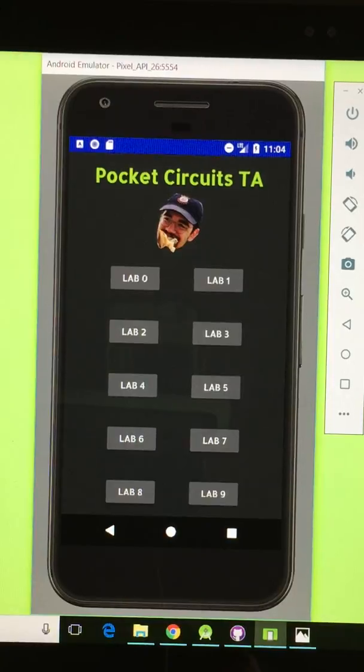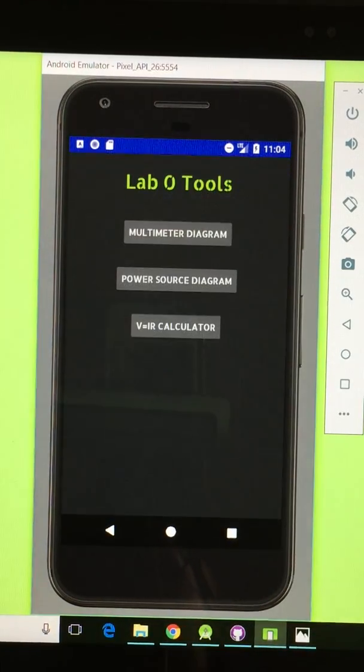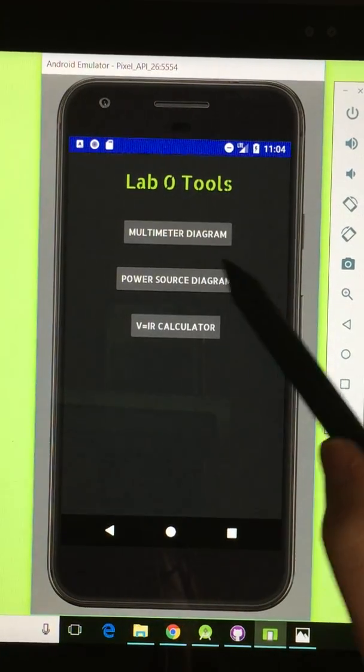The app is very user-friendly. It opens up to a list of all of the labs, and once you select a lab, it presents a page with a list of tools specific to that lab, specific to the BU Circuits course. So by clicking on Lab 0, we have several options.